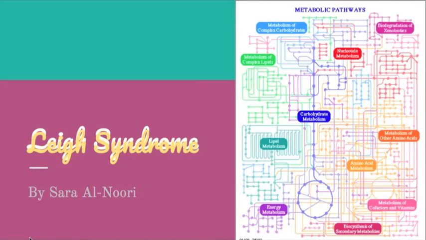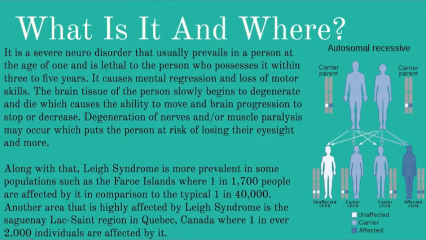In this video, I'll be talking about Leigh syndrome, its prevalence in our population, causes, how metabolic processes are affected, and more. What is it and where? To start off, Leigh's disease is a neurological disease caused by a mitochondrial deficiency of an enzyme or lack of pyruvate dehydrogenase.